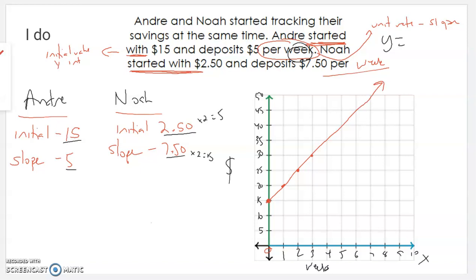And I'll switch to Noah in green. So Noah starts with $2.50. That's halfway to 5, and he increases $7.50 per week. So $7.50, that is 5, so 1 unit up plus another halfway to 10. So each time I'm going to go 1 more week, I'm going to go up 1.5 units. So from here, $2.50, $7.50 more would be 10. So he's going to go up to 10. Next. 1 more week, $7.50 more. So that's 1.5 units right there.